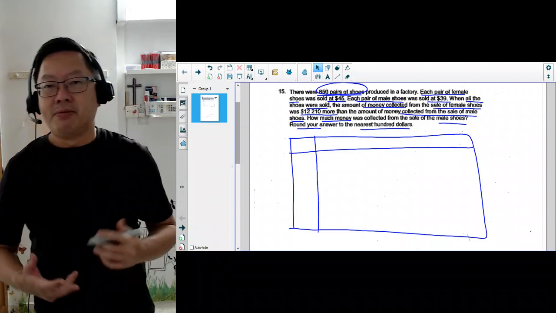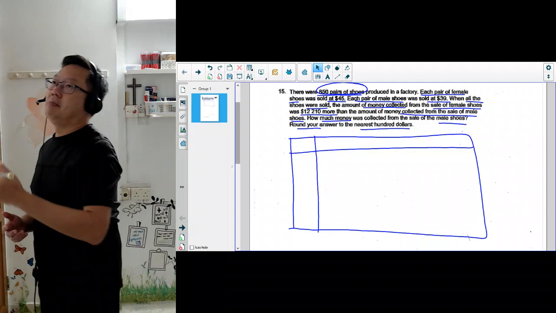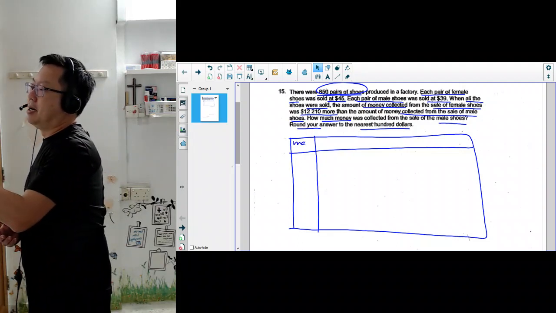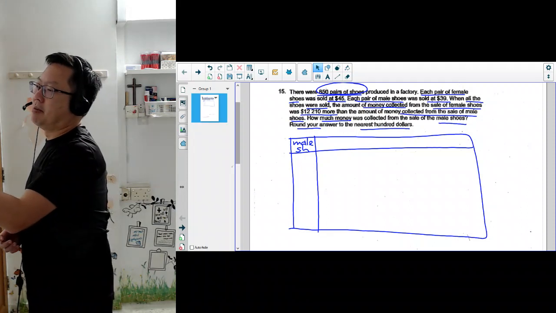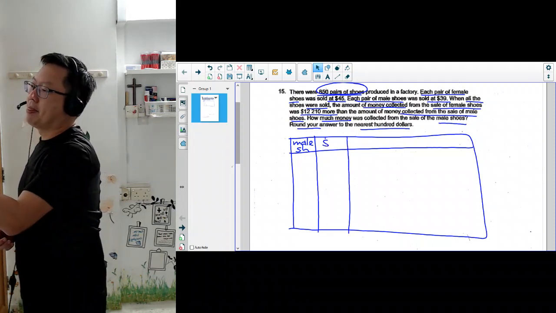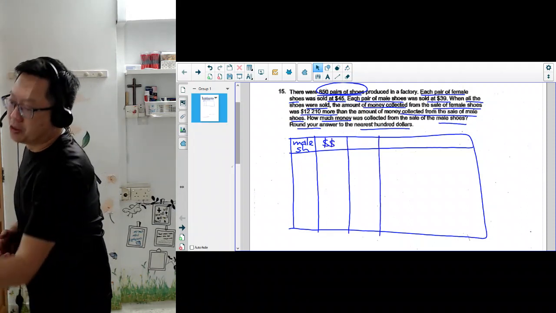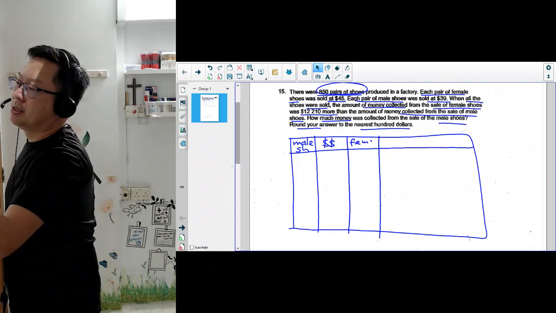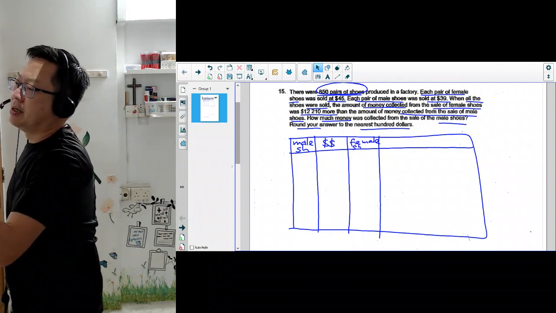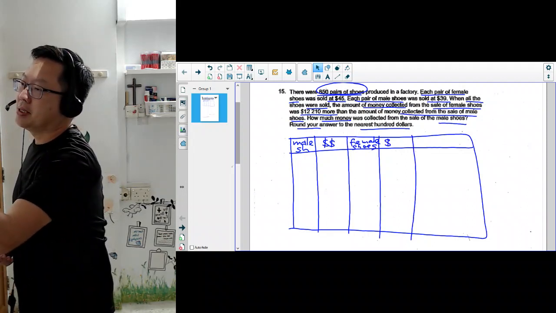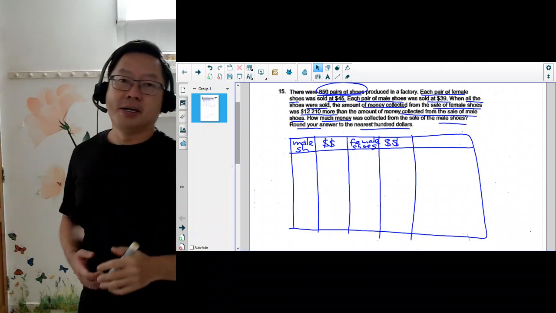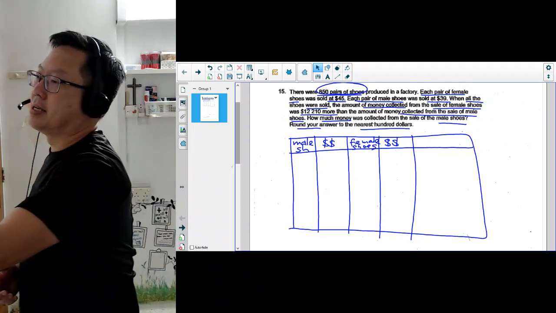What do we put in the first box? Let's put how many male shoes. So let me put down male shoes. And how much is one pair of male shoes? And how many female shoes? It's similar to your guess and check. We have to label, and then how much is the female shoes? And there is a how much more.